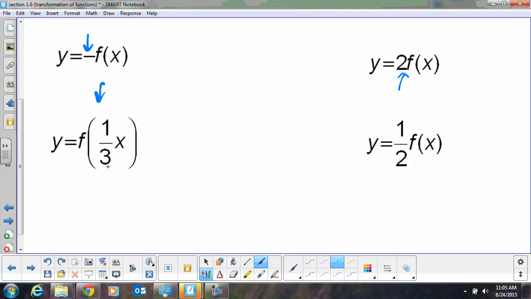Okay, flip means it's negative. It's inside and it's multiply. Whenever we're multiplying, it's going to be a stretch or compression. The question is, is it vertical or is it horizontal? It is horizontal, but it's a horizontal stretch or compression. Be careful. It looks like a compression, but we've got to do the reciprocal, so it is a horizontal stretch by a factor of 3. All right.